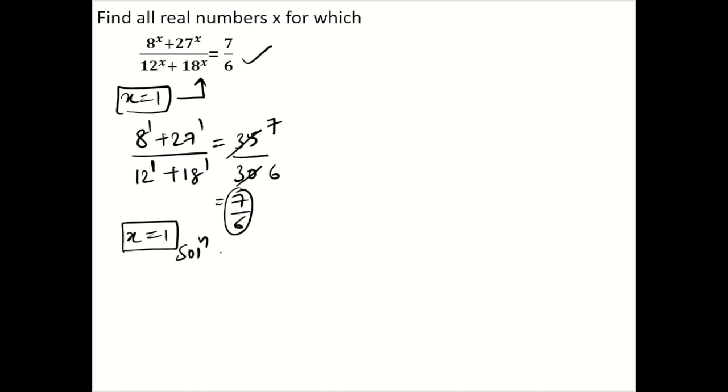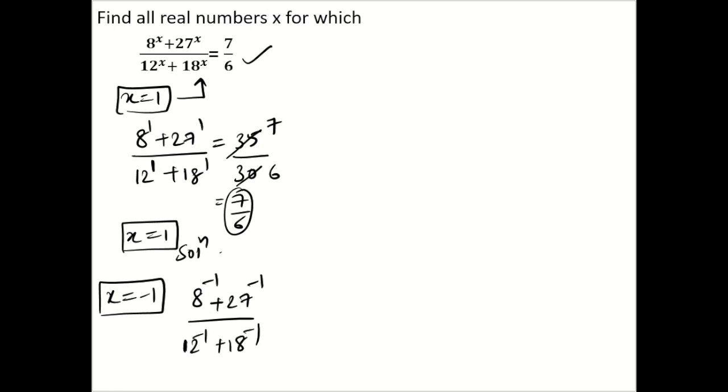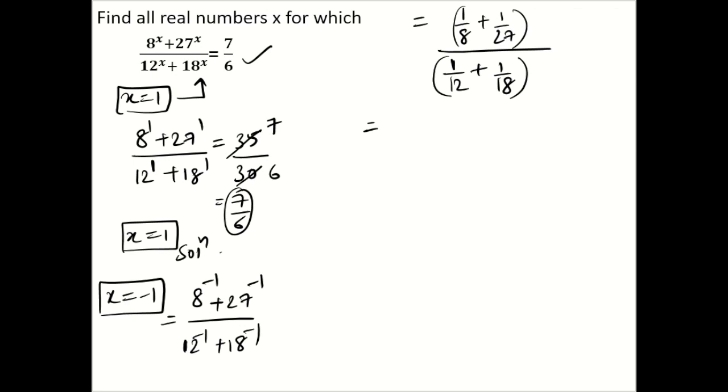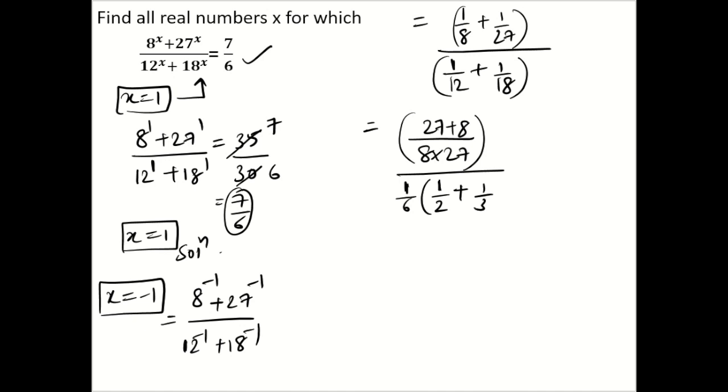And let's try with x equal to minus 1 also. If you substitute this in the question, it becomes 8 power minus 1 plus 27 to the power of minus 1 divided by 12 power minus 1 plus 18 to the power minus 1. So let me solve this further. This is 1 by 8 plus 1 by 27 divided by 1 by 12 plus 1 by 18. So in the numerator you don't have anything common, which is nothing but 27 plus 8 divided by, I'll take 1 by 6 as common here, which becomes 1 by 2, 6 into 2 is 12 plus 6 into 3 is 18.